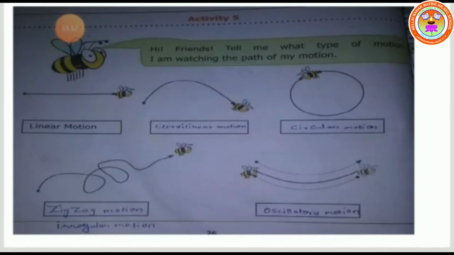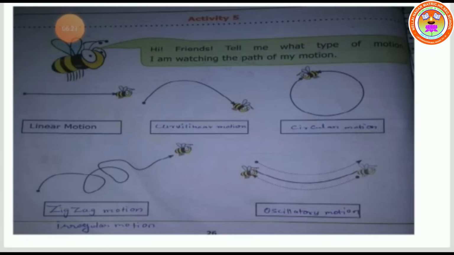Hi students, tell me the type of motion. I am watching the path of my motion. See, the honeybee is moving in a straight line, also known as linear motion. The honeybee is moving in a curved path, also known as curvilinear motion. The honeybee is moving in a circular path, also known as circular motion.